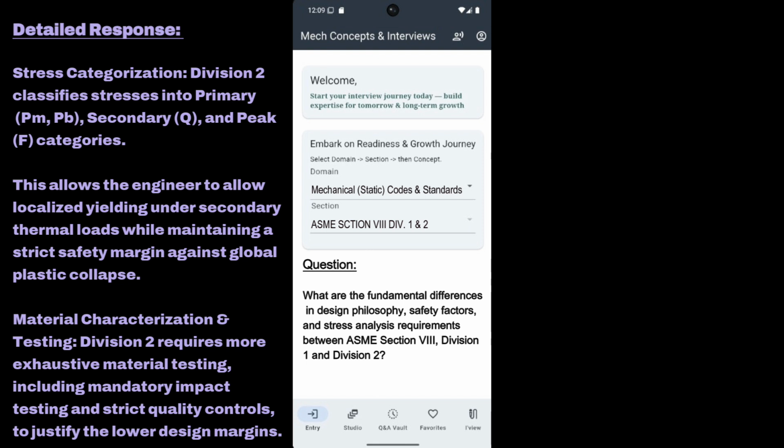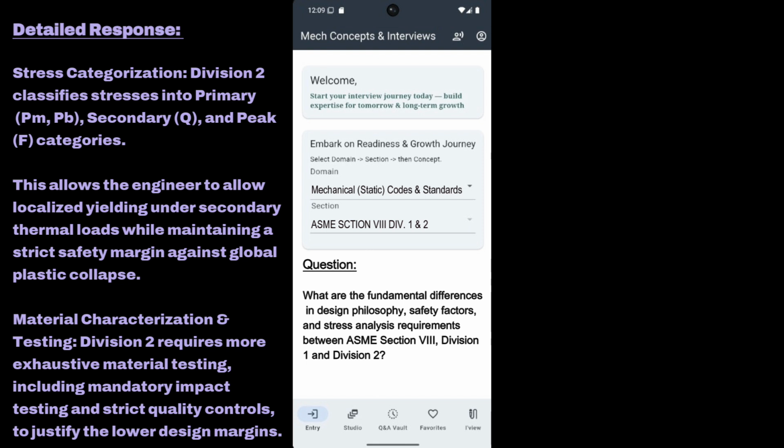So how does Division 2 explicitly handle those localized stresses differently in practice? By essentially mapping the microscopic reality of the steel, Division 2 explicitly classifies stresses into primary, secondary, and peak categories. Let's use a paperclip analogy. If you gently bend a paperclip just a little bit and let go, it springs back to its original shape. That is elastic behavior. If you bend it extremely hard, it stays bent. Right, permanent deformation. Yes, that localized permanent deformation is plastic yielding.